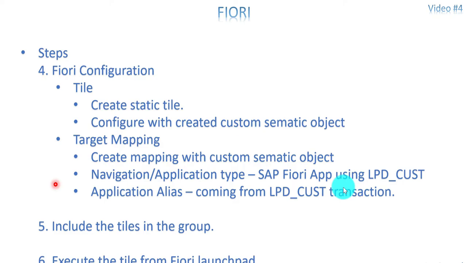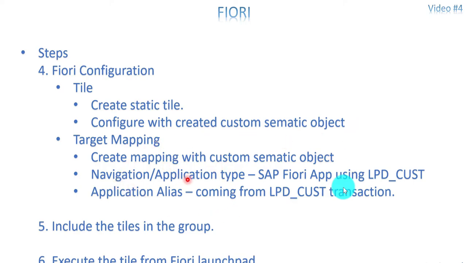And after that, there is a type of the tile: static tile, dynamic tile. So here I'm going to use a static tile, and then I'm going to configure the tile with the created custom object. So in this tile, what is the semantic object, which I created, and what is the action, like create or change, whatever it is. And target mapping, you have to create it. These are the same steps we have followed, but a little different for the custom semantic object. So I'm going to create a mapping with the custom semantic object.